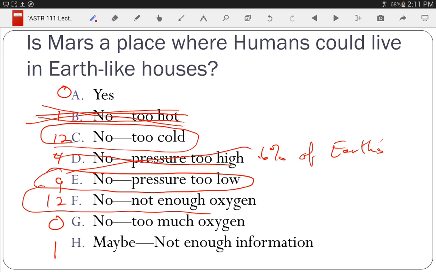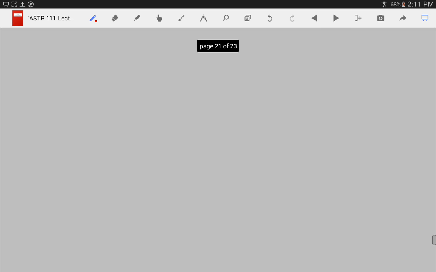Not enough oxygen, definitely true. What's the majority gas on Mars? Carbon dioxide. That doesn't help us. Too much oxygen. Thankfully, no one said too much oxygen. Okay, so there were 3 answers that I consider correct there, and those were the 3 top vote getters. So, kudos to people who answered those. I would have answered something wrong.